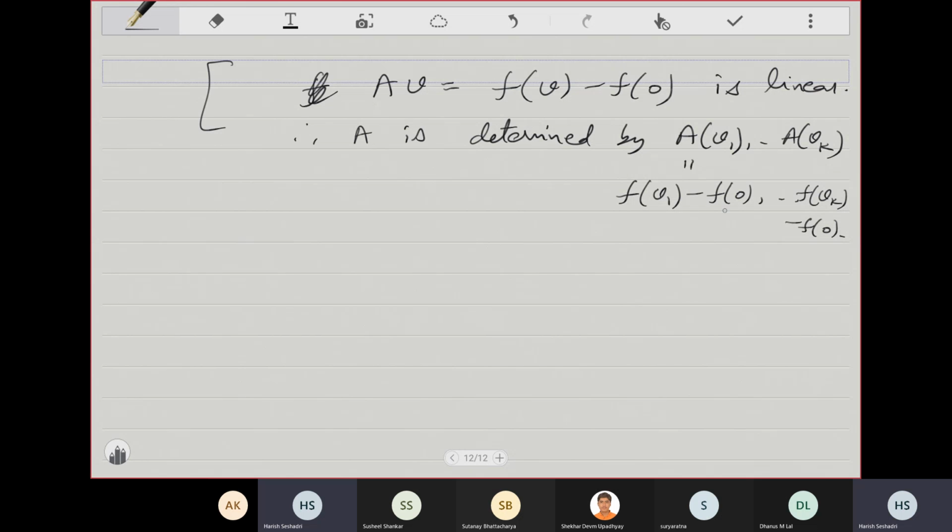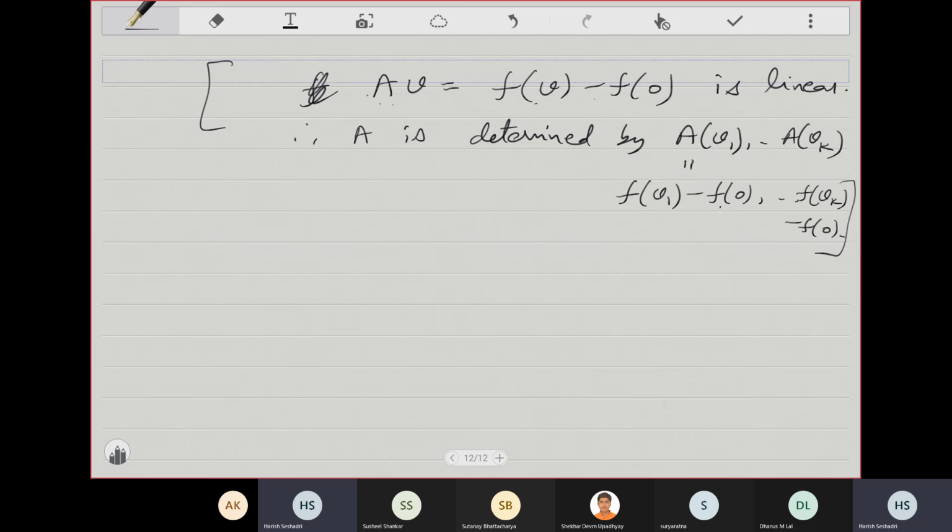Now I'm told that I already know what f of 0 is and f of v_1, etc. is. So I know what A is. Once I know what A is, I know f of v as well, because again, I know what f of 0 is. So I just put f of 0 on this side. So this class is slightly larger than the class of linear maps. Okay, that is one thing.